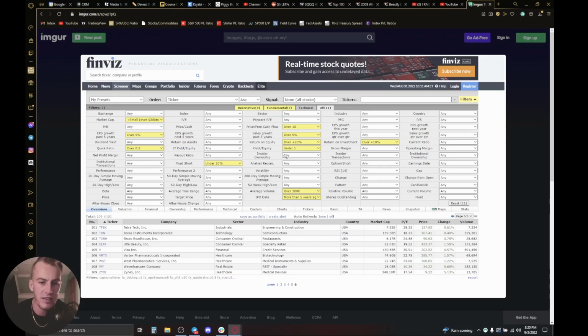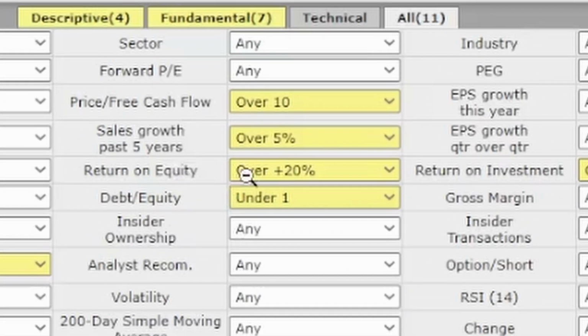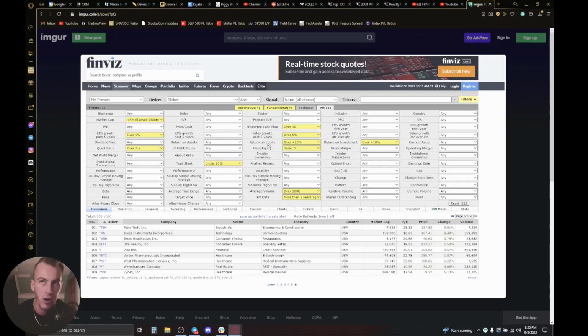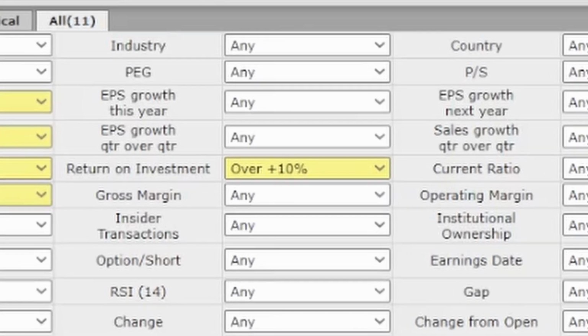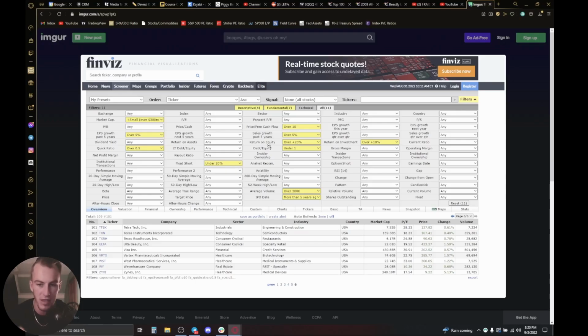Next up, we're looking at return on equity. This is pretty straightforward. It measures how efficient they are with their money, and whether the capital they're deploying into their company is actually making a return. Same thing for return on investment. It looks at money being invested into the company. How well is that money used and utilized for you, the investor?